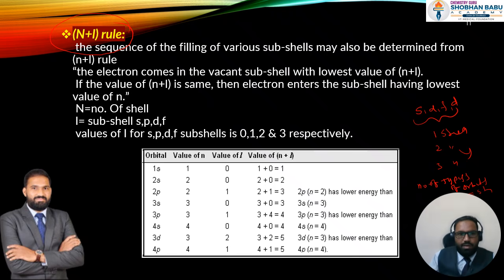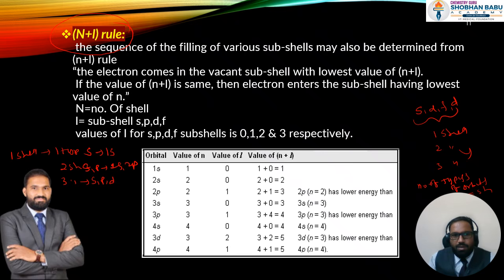In the first shell we have only one type, that is S. That's why it is called 1s. The second shell has 2 types, S and P, that is 2s, 2p. The third shell has three orbitals: s, p and d, meaning 3s, 3p, 3d. The fourth shell has four types of orbitals: 4s, 4p, 4d, 4f.